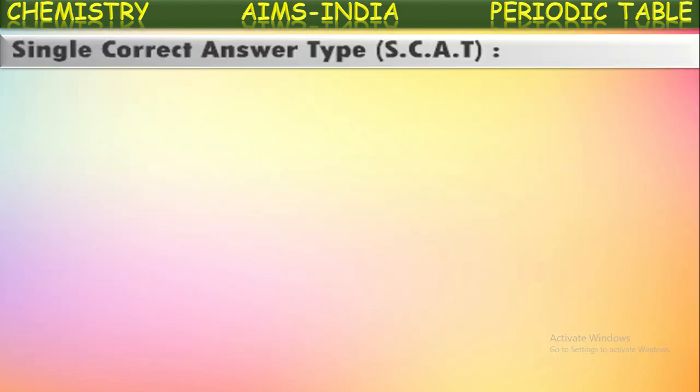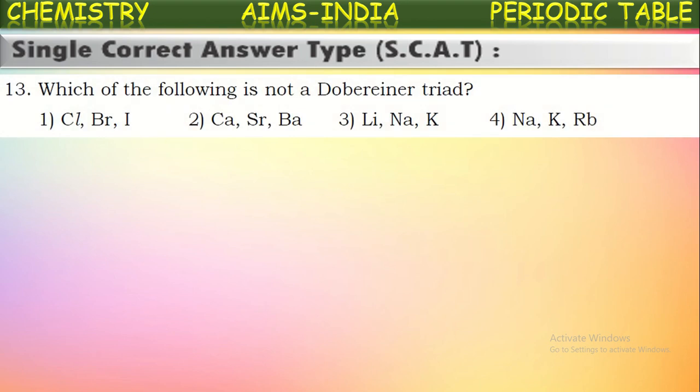Next one. Now let us see a single correct answer type question. Which of the following is not a Döbereiner's triad? Chlorine, bromine, iodine is a Döbereiner's triad. Calcium, strontium, barium is also a triad. Lithium, sodium, potassium is also a Döbereiner's triad, though it was not given by Döbereiner. Sodium, potassium, rubidium is not a Döbereiner's triad.